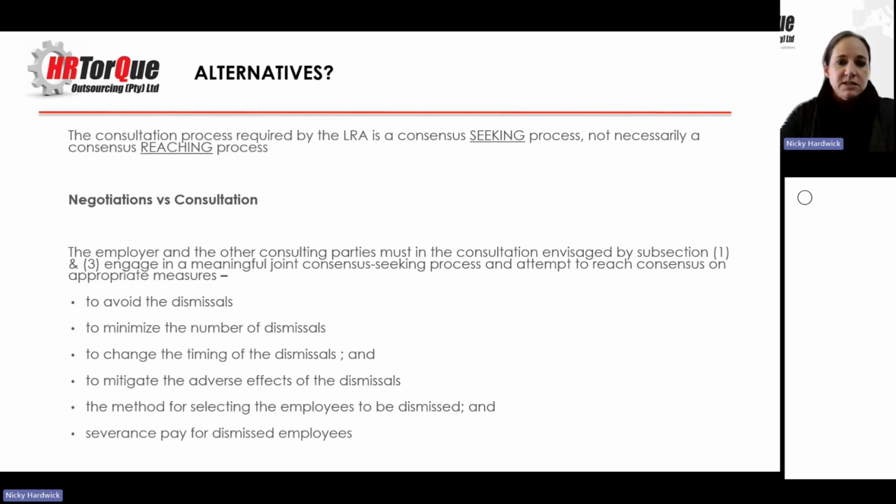Yes, anyone can take you to CCMA, and CCMA, or the Marketing Council, will then decide whether or not they think you behaved fairly. Okay.